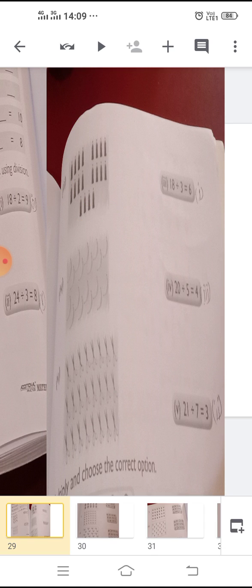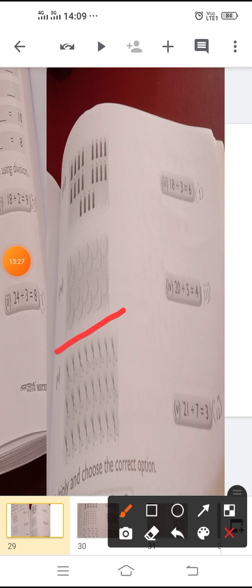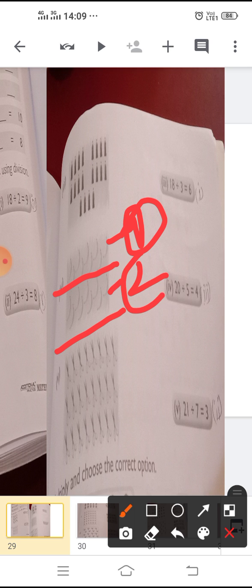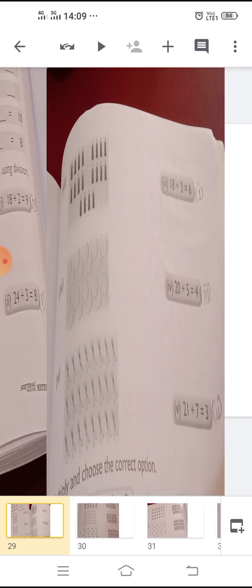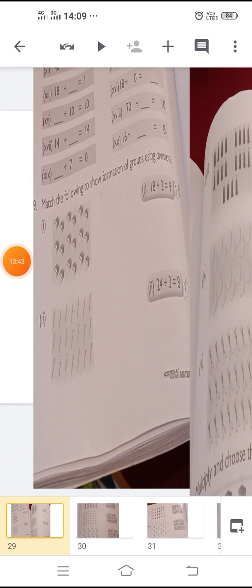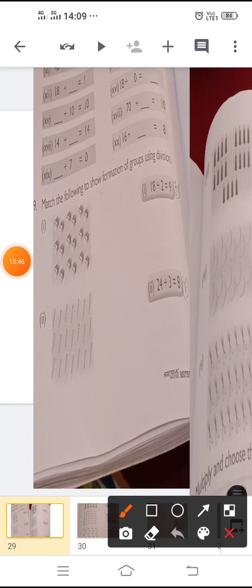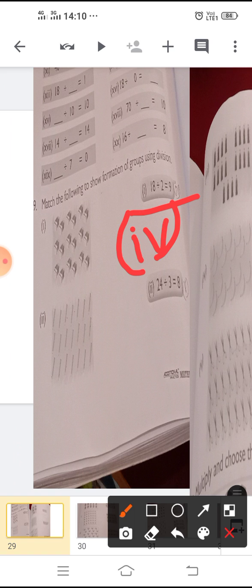Next, the total number of bananas is 18. You can see, and there are 2 groups, 1 and 2. And in each group it is 9 bananas. So we are going to match with this, 18 divided by 2, that will give you 9. It means this is your fourth part.